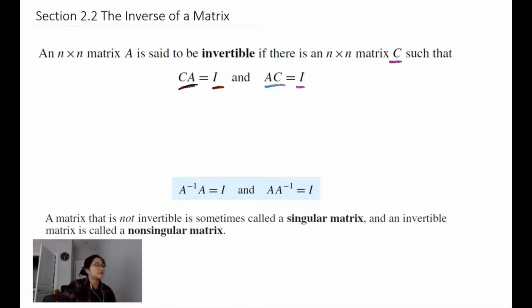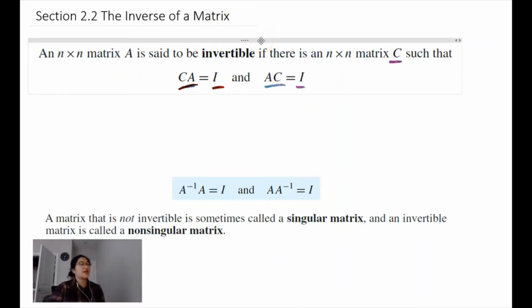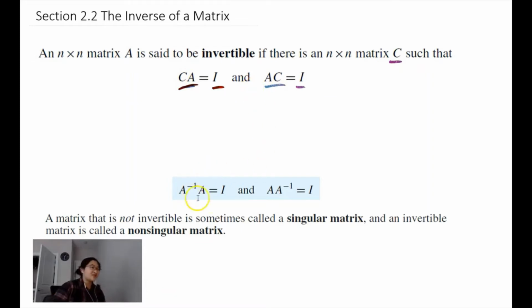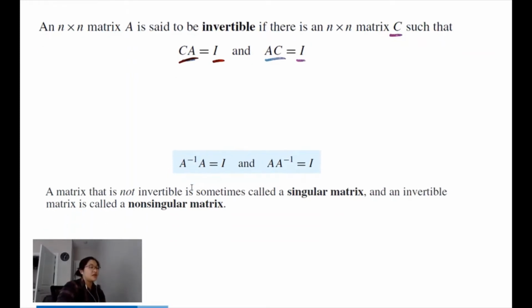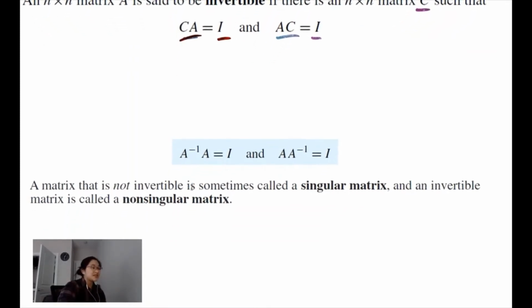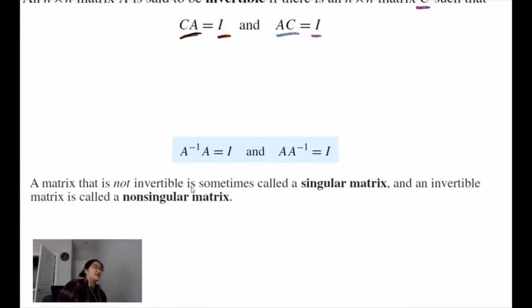Let me rewrite this. We have an invertible matrix if we have the existence of this matrix C such that when you multiply on the right and on the left, you end up with your identity matrix. We write it as A with a superscript -1. That's another way that we write it, and this is our inverse of our matrix A.